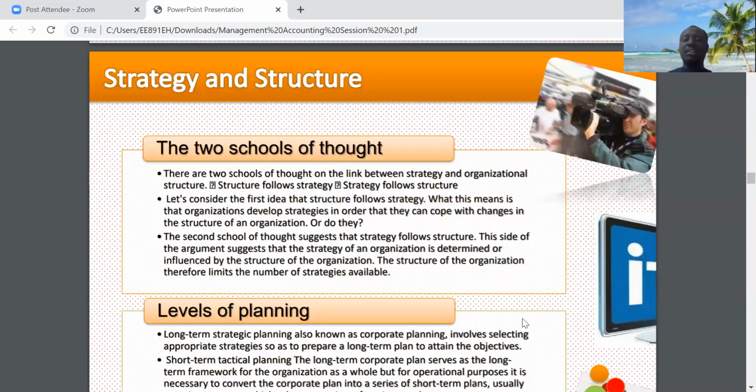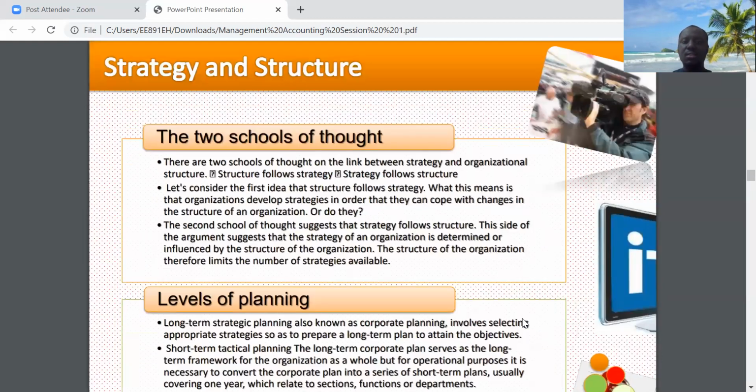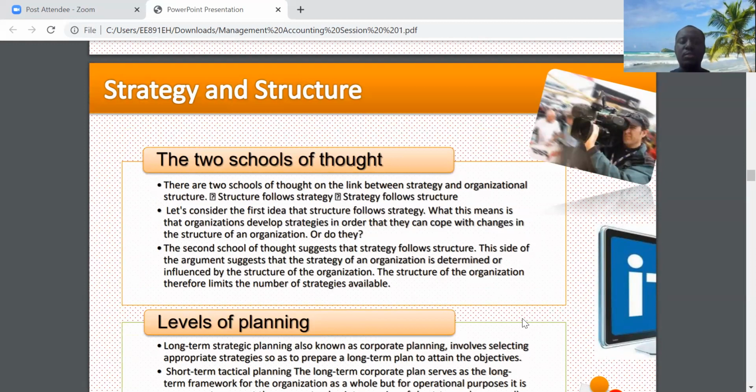Then let's talk about strategy and structure and the links between the two. So there are two schools of thought, right? And these two schools of thought are quite interesting. The first school of thought says structure follows strategy. The second school of thought says, please listen carefully, strategy follows structure. So let's consider the first idea, that structure follows strategy. What does this mean? It basically means that organizations develop strategies in order to cope with the changes in structure of the organization. That's what we mean by structure follows strategy.